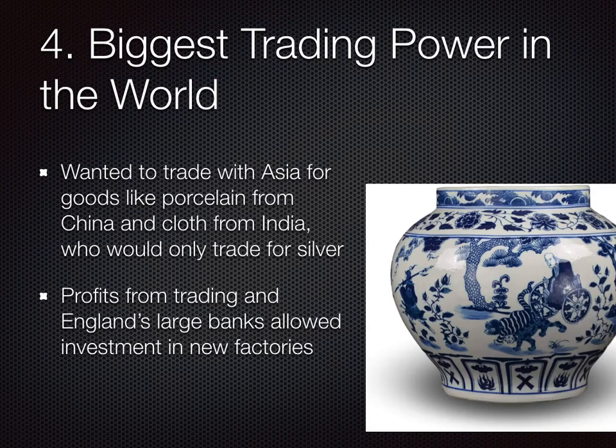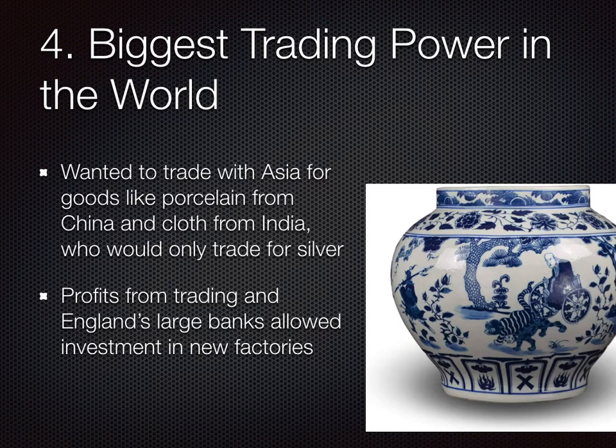And the Asians, as we remember from our Age of Exploration videos, weren't interested in any products that the Europeans were producing. They only wanted money. So Britain decided that they were going to go out and get this money through trading and through setting up financial institutions. It was the profits from the trading and from England's large banks that allowed investment into new factories, which really spurred on the Industrial Revolution.